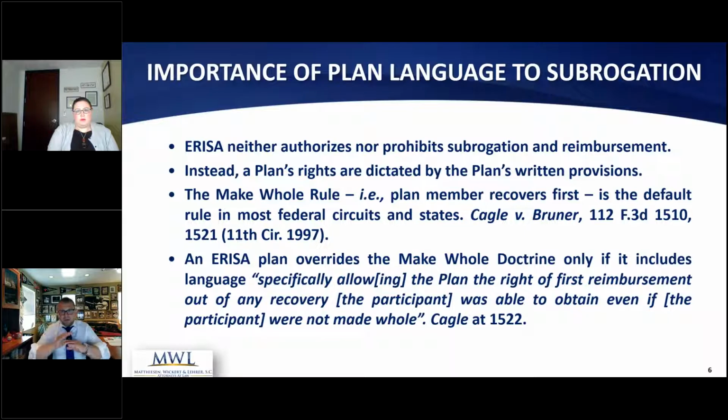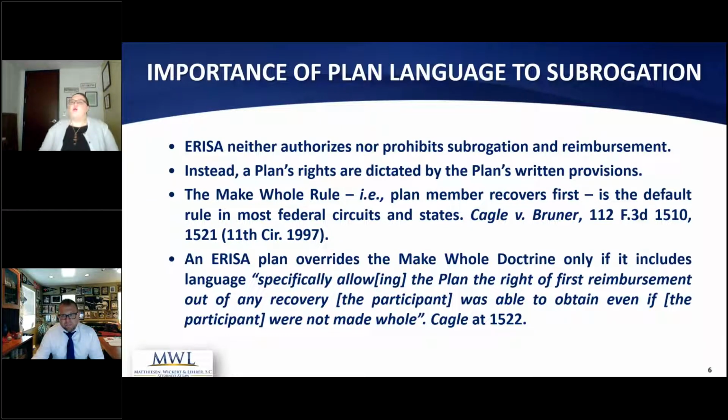All right, so that's enough about the background. Now that we've touched on these foundational principles of ERISA and ERISA plans, why don't we start talking about the fundamentals of setting up a subrogation file, identifying and recovering on the subrogation claims. Catherine, why don't you take it from here?